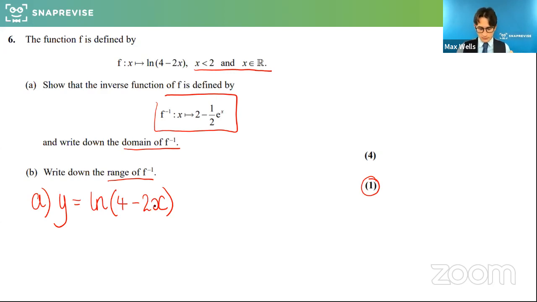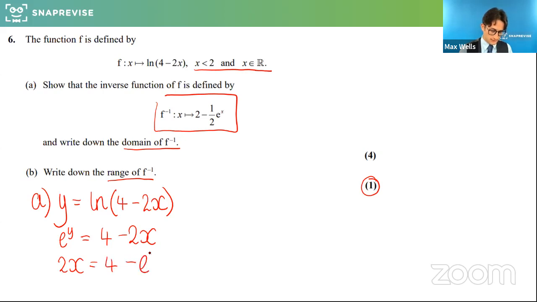So in order to undo ln and make x the subject, we raise both sides to the power of e. So this would be e to the y equals 4 minus 2x. Then we make x the subject. If I add 2x to both sides and subtract e to the y from both sides, I get 2x equals 4 minus e to the y. Then I divide by 2, and I get x equals 4 minus e to the y over 2. Sorry, I crammed that right in the bottom of the page.